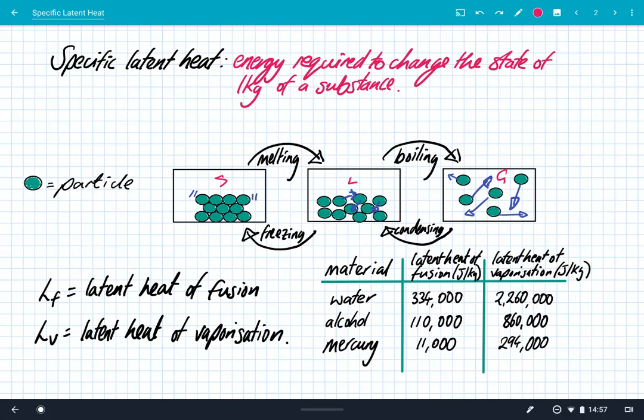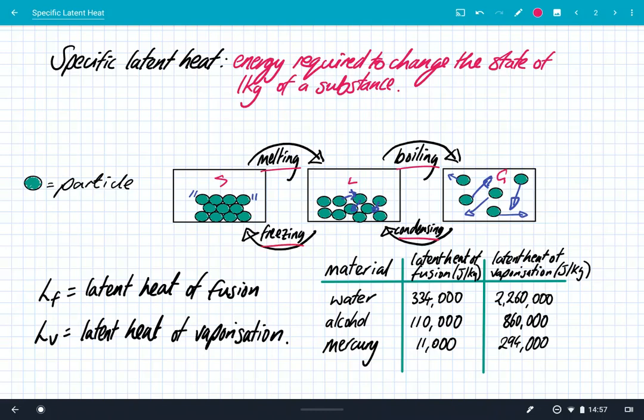So a little quick recap. Specific latent heat is the energy required to change the state of 1 kilogram of a substance. We've got a number of different changes of state. We have going from a solid to a liquid, we have melting. Going from a liquid to a gas, we have boiling. And then we have the reverse. Gas to liquid, we call condensing. And liquid to solid, we call freezing.